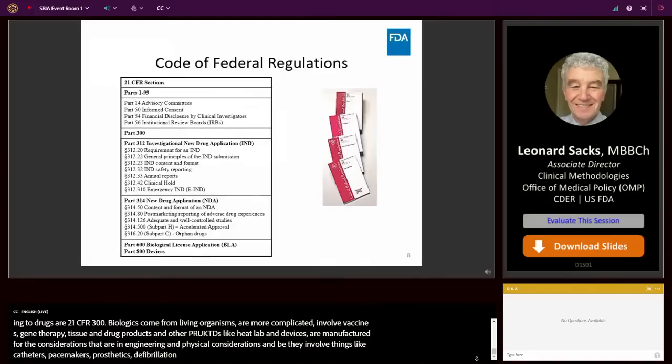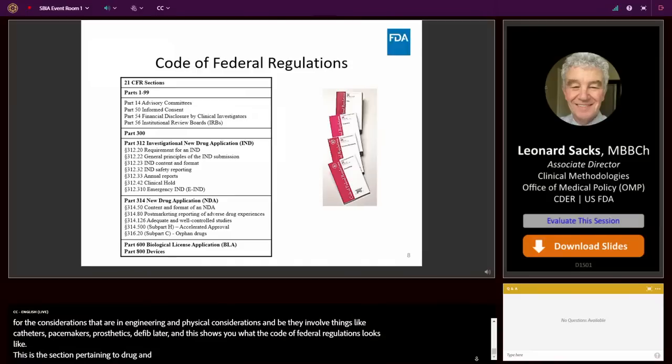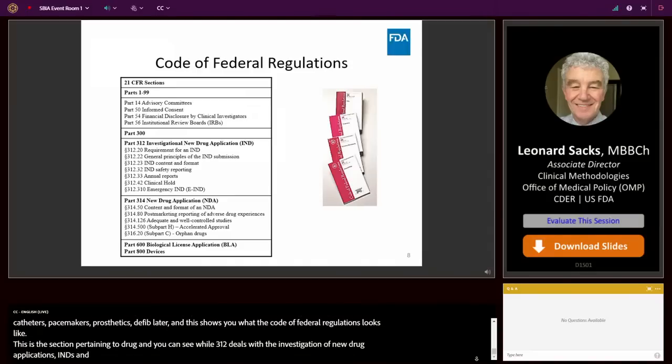This gives you an idea of what the Code of Federal Regulations looks like. This is the section pertaining to drugs, and you can see Part 312 deals with investigation of new drug applications, or INDs. Part 314 deals with new drug applications, or NDAs.